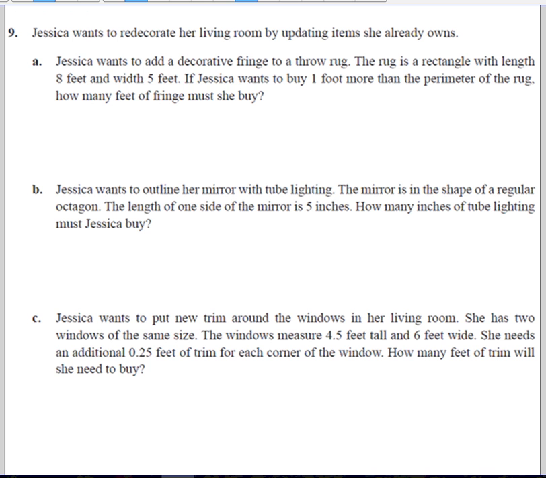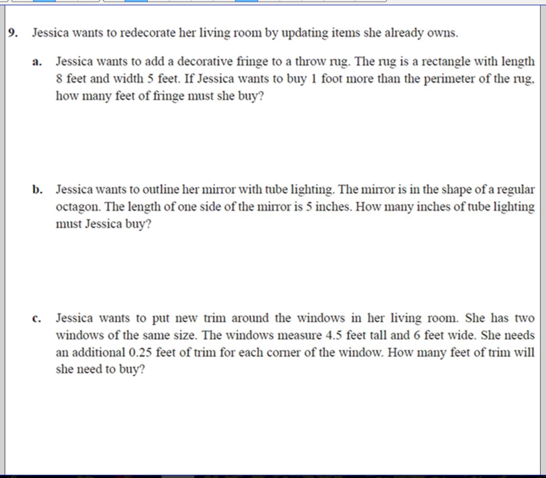Jessica wants to redecorate her living room by updating items she already owns. Jessica wants to add a decorative fringe to a throw rug. The rug is a rectangle with a length of 8 feet and a width of 5 feet. If Jessica wants to buy 1 foot more than the perimeter of the rug, how many feet of fringe must she buy? So here we're adding extra.